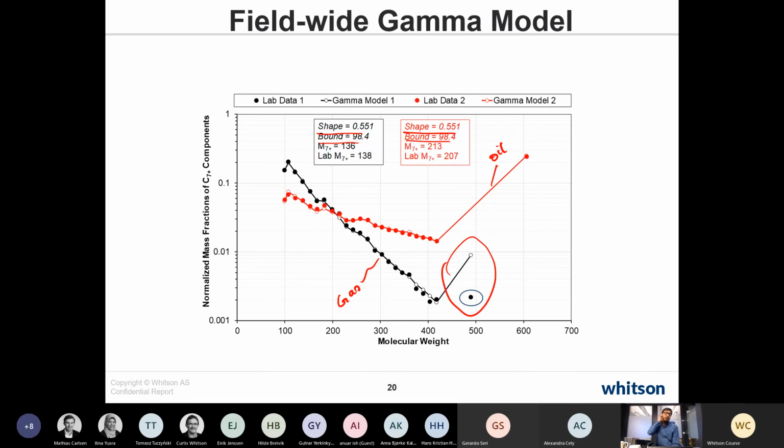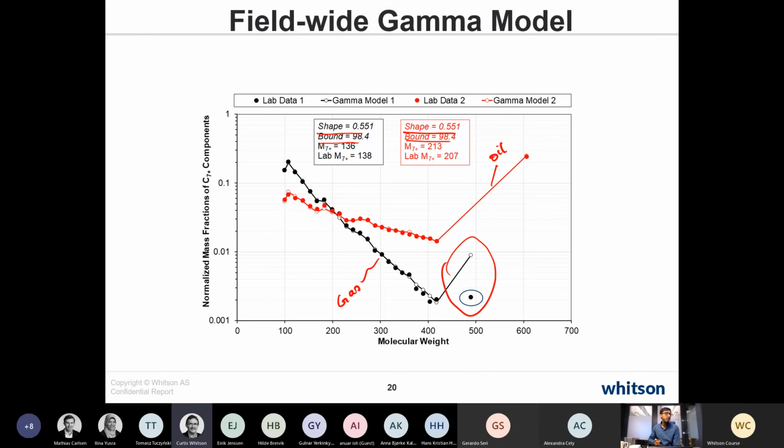The message we're trying to convey here is that if you have extended DC data for many samples from a field, you can actually tune the distribution model and find out what is the best shape factor that you should use for that particular field.